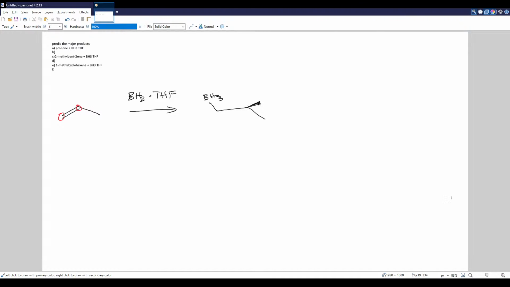And just to be clear, I'll write out the hydrogens as well. I'll just say this is CH3 so I don't have to write out the hydrogens. So hydrogens like this, so this will be our product from that. And then once we treat it with peroxides and hydroxides, that makes it look like methanol. Then we're going to get this thing.